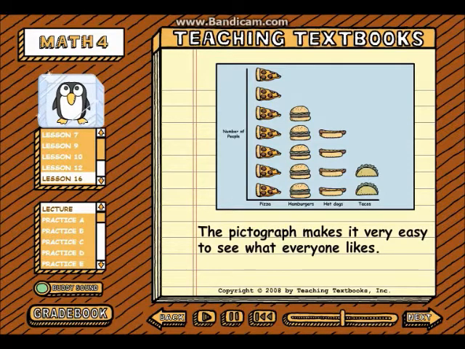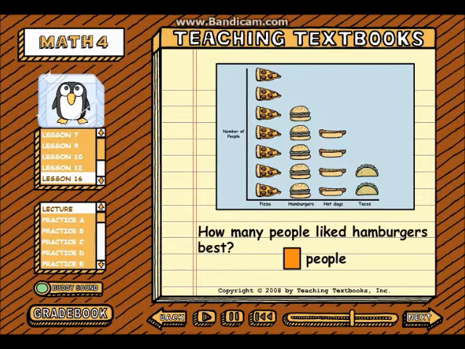And the nice thing is that the pictograph makes it easy to see what everybody in Marla's Sunday school class likes. You can just count the pizzas or count the hamburgers or hot dogs. By looking at the pictograph, why don't you tell me how many people in the class liked hamburgers best? That's right. Now use the pictograph to figure out how many people liked hot dogs best. You got it. But that's how a pictograph works.